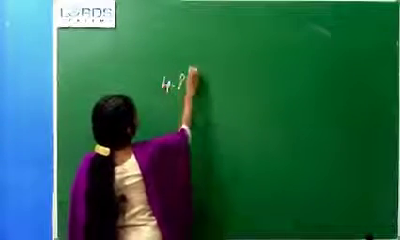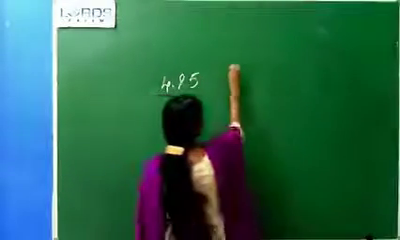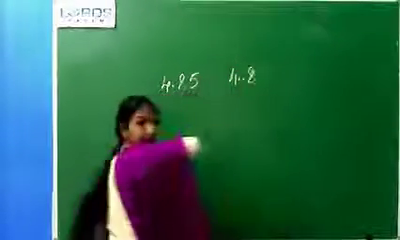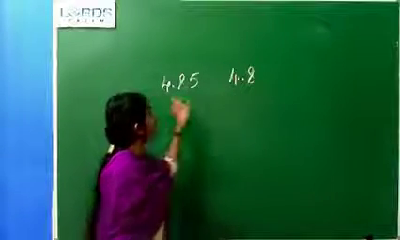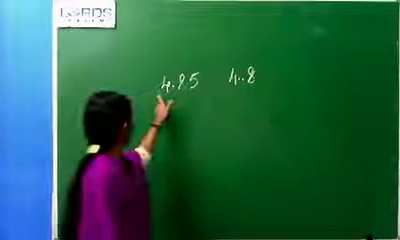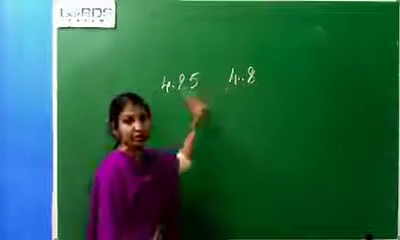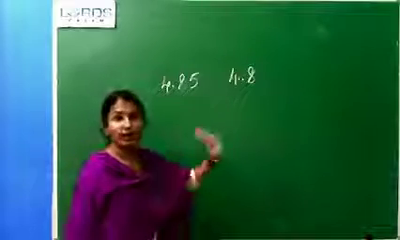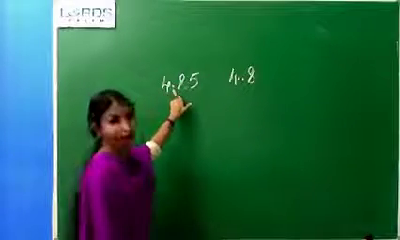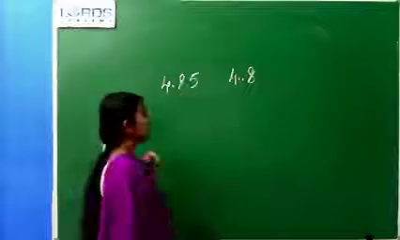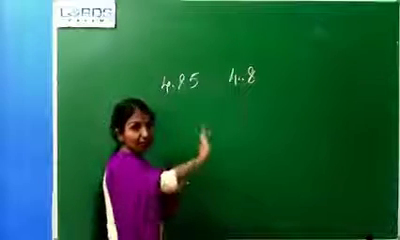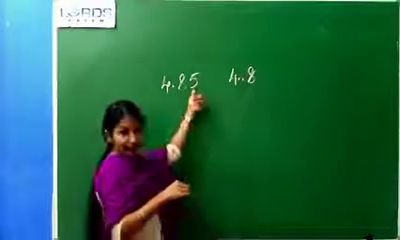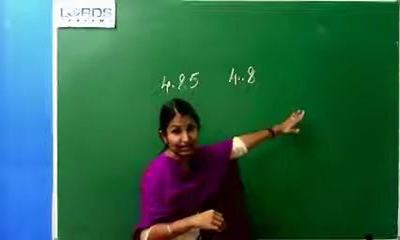Two numbers are given, 4.85 and 4.8. Which is the bigger one? First we have to look at which part? Integral part. In both numbers, the integral part is 4, so they are equal. Now let's move to the decimal part. In the decimal part, the first digit here is 8 and here the first digit is 8. So both are same. The next one here is 5, but here nothing is there.